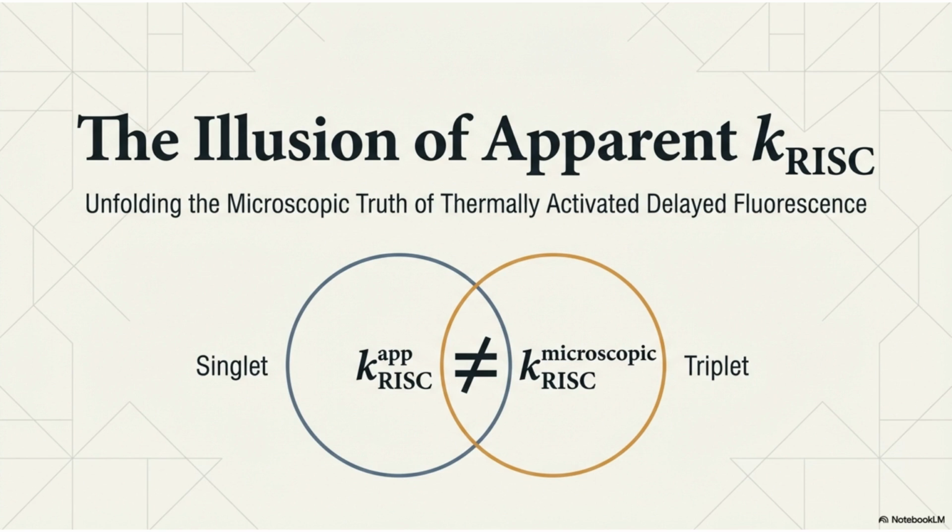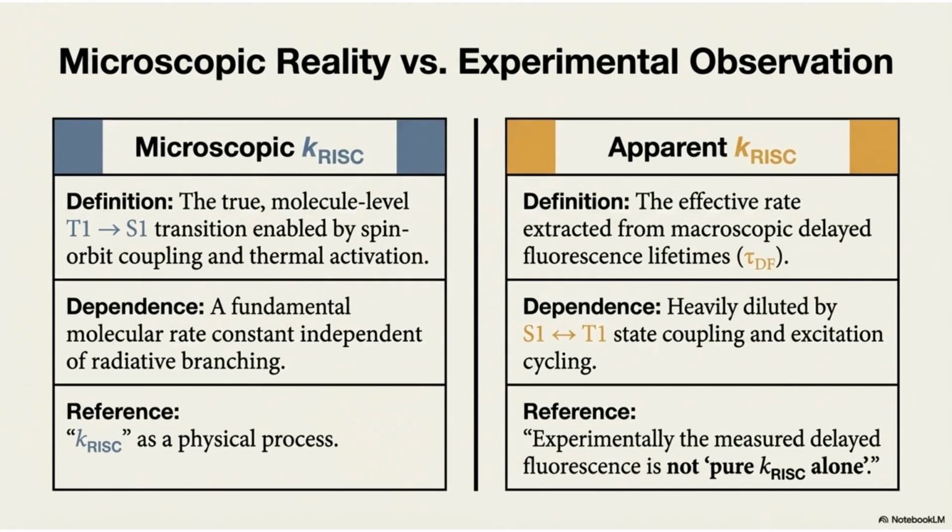This video will explore the illusion of apparent K-RISC, unfolding the microscopic truth of thermally activated delayed fluorescence. We will show that the apparent rate is not equal to the microscopic rate. The microscopic rate is the true molecule-level T1 to S1 transition rate, independent of radiative branching.